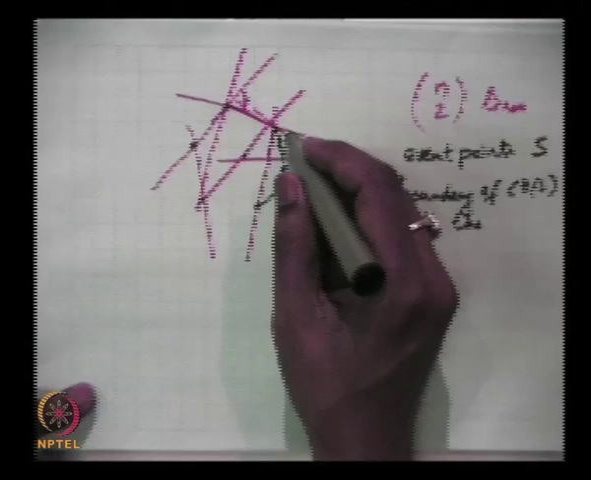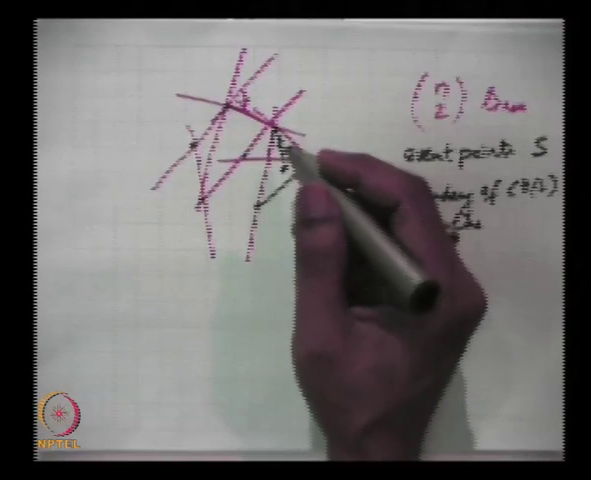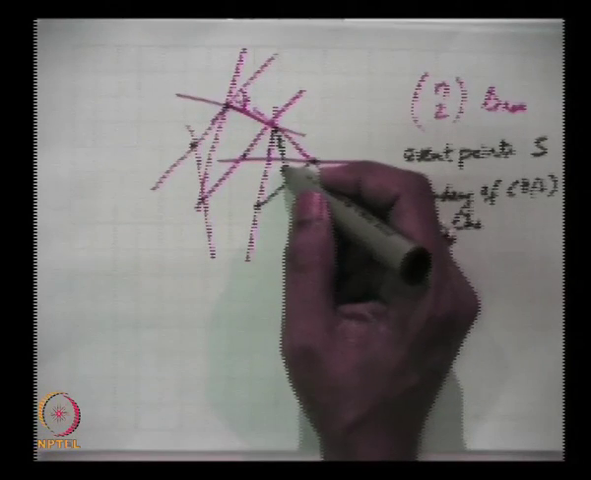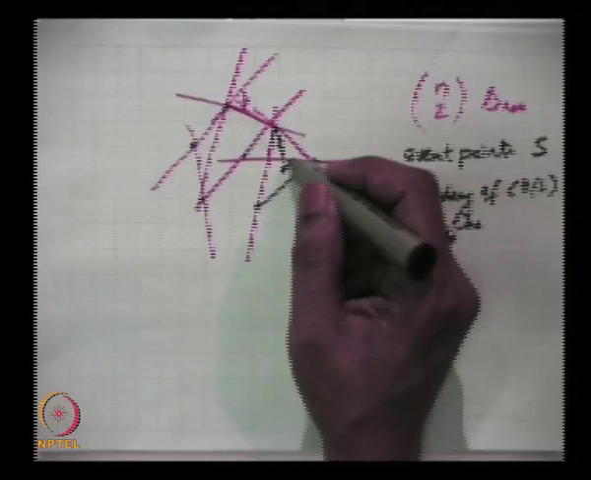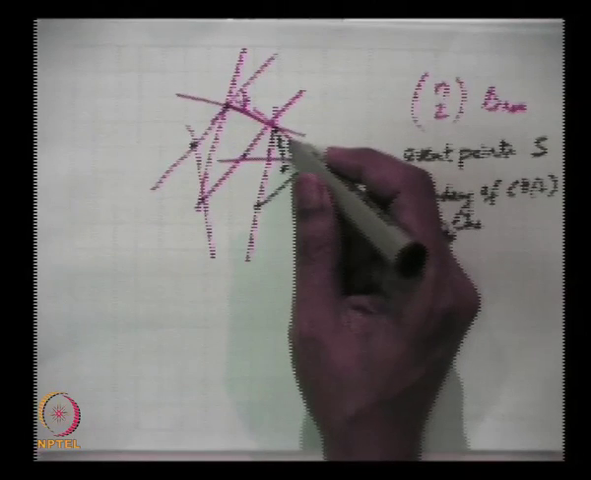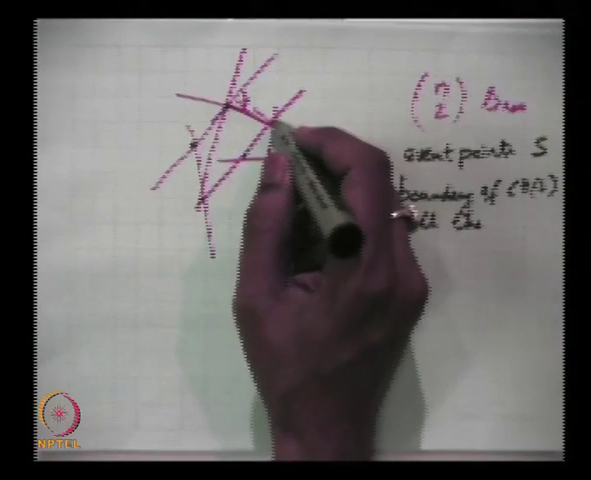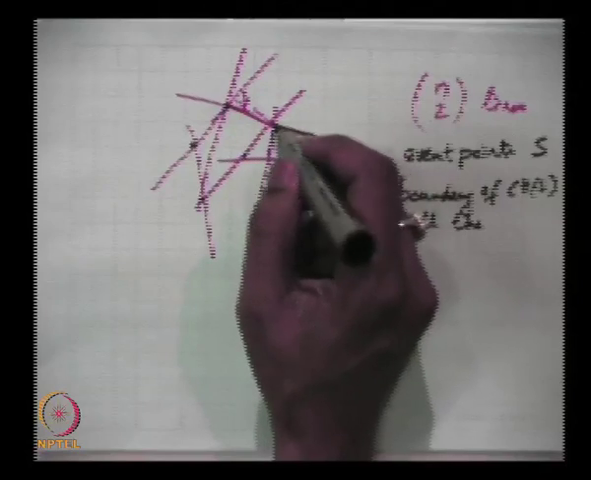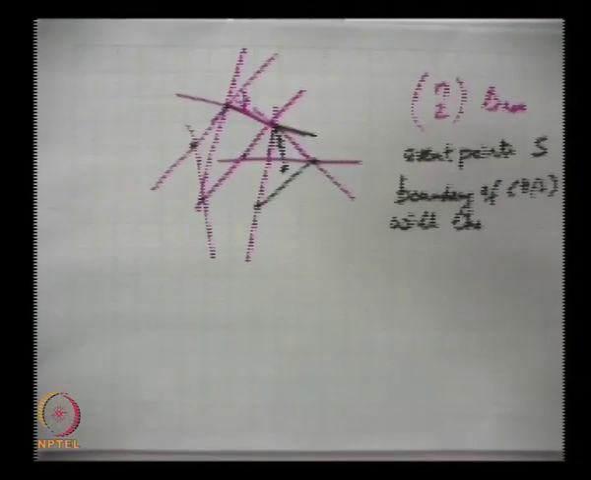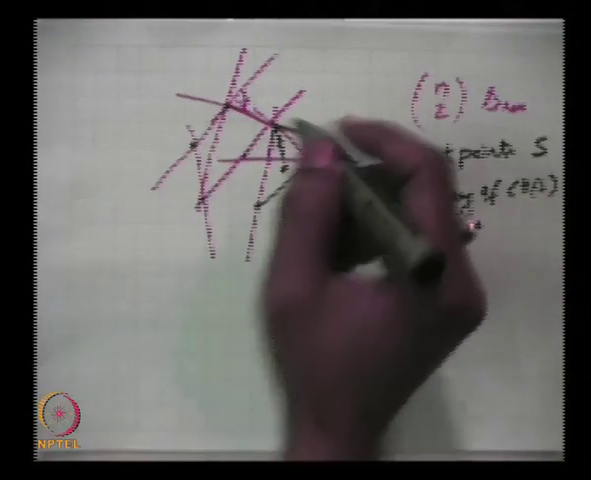And there is one line which is below this, and there is a line above it. So the convex set will be. No, there is a line above it. There are many lines. Which is the one that you are following? The highest one. No, this is the highest one.